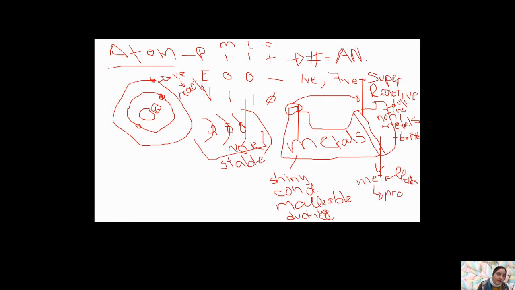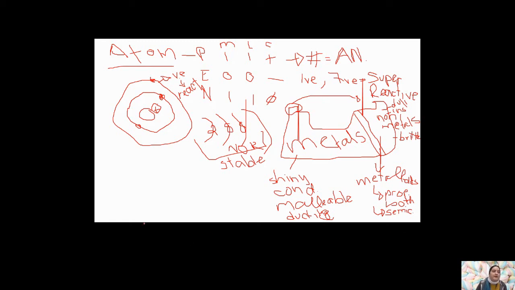For metalloids, it will have properties of both. So it can have some properties from metals and some properties from nonmetals. So it will have properties of both, and it will be a semiconductor. So it kind of conducts electricity, not completely. Semiconductor. Okay.